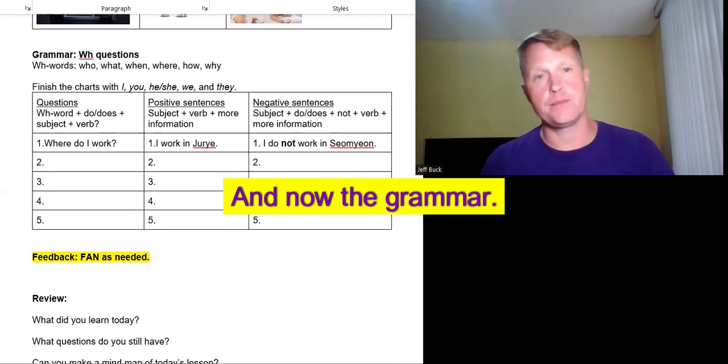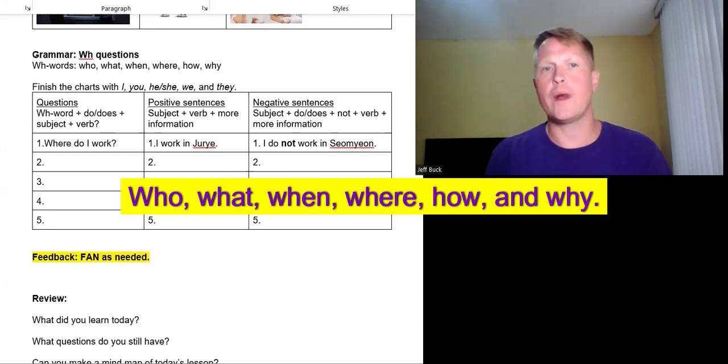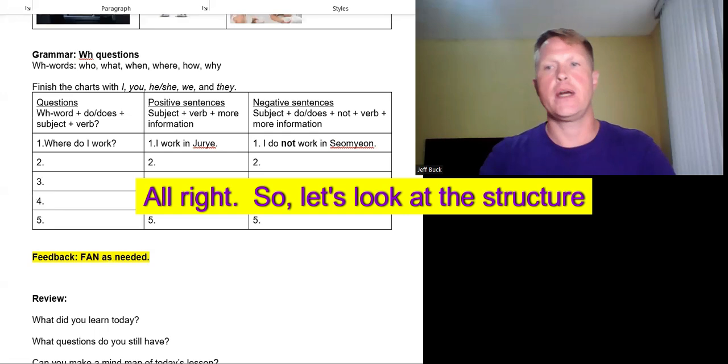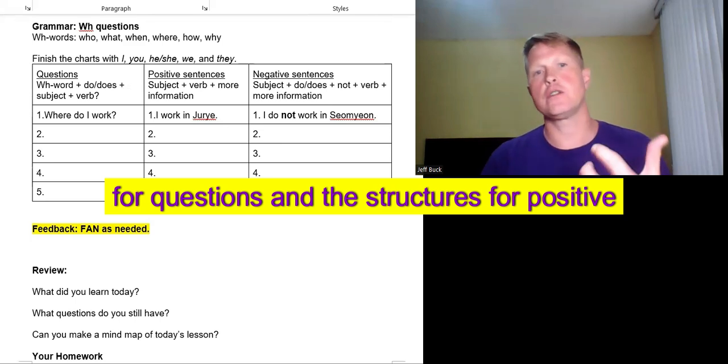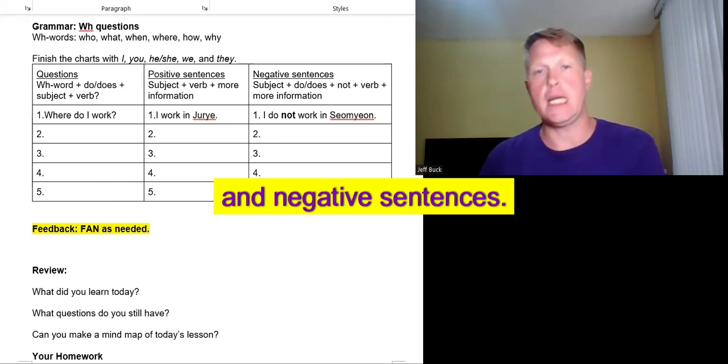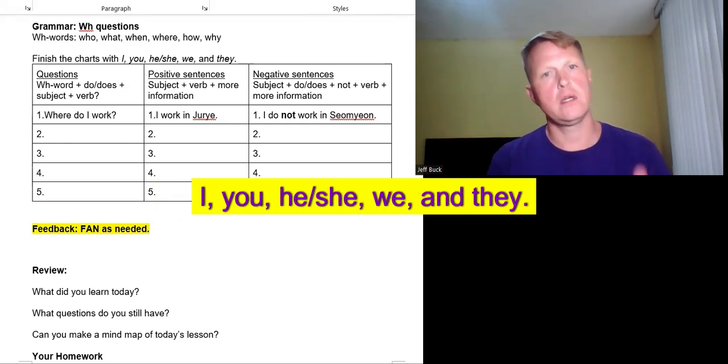And now the grammar, WH questions. Who, what, when, where, how, and why. All right, so let's look at the structure for questions and the structures for positive and negative sentences. And then we'll complete the chart. I, you, he, she, we, and they.